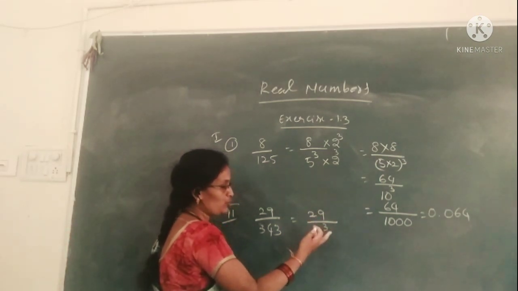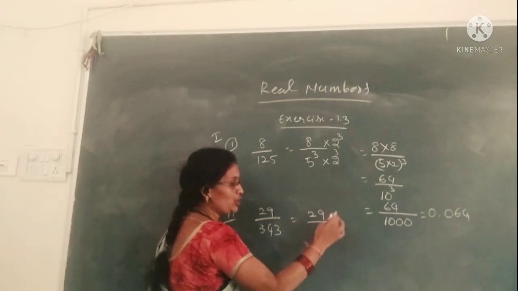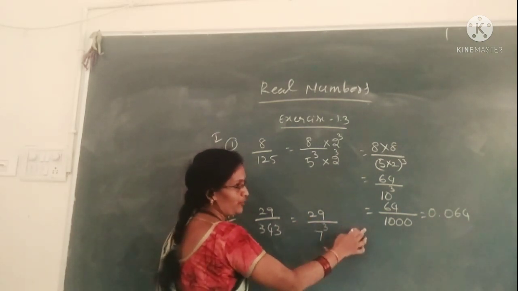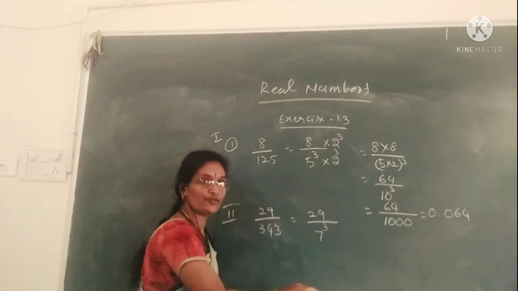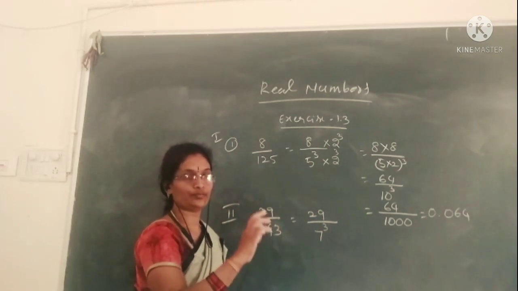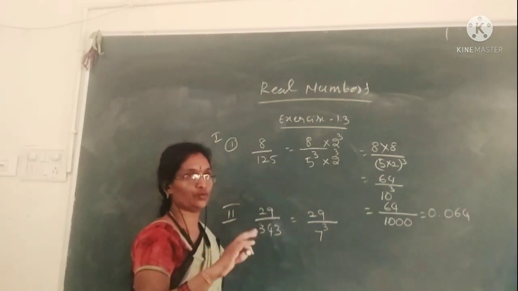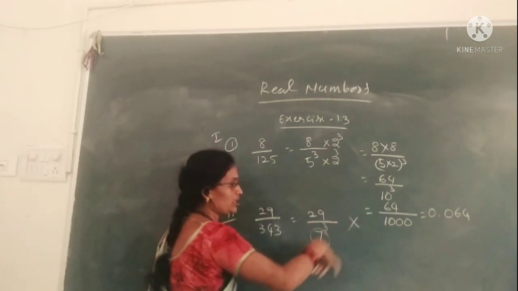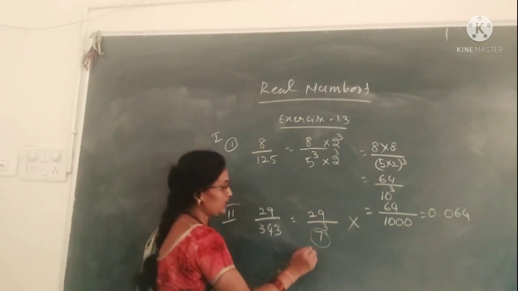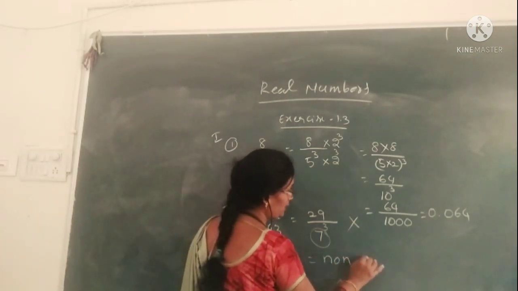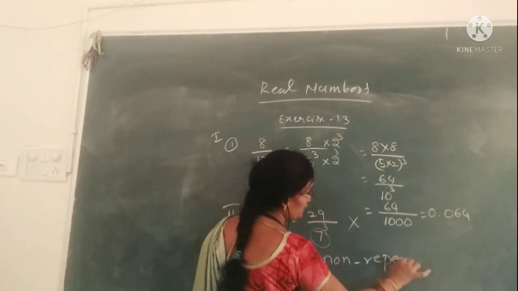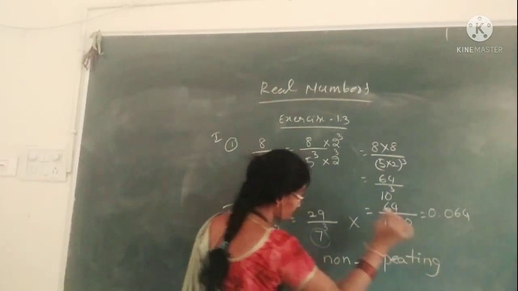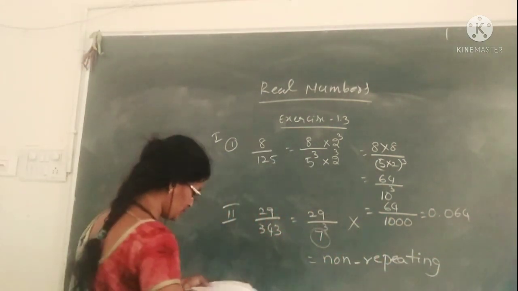So in p by q form, q should be of the form 2 to the power of m into 5 to the power of n. That means only powers of 2 and powers of 5. Other than 2 and 5, if any other number remains, it is not a terminating decimal. This is a non-terminating repeating decimal. So take another.